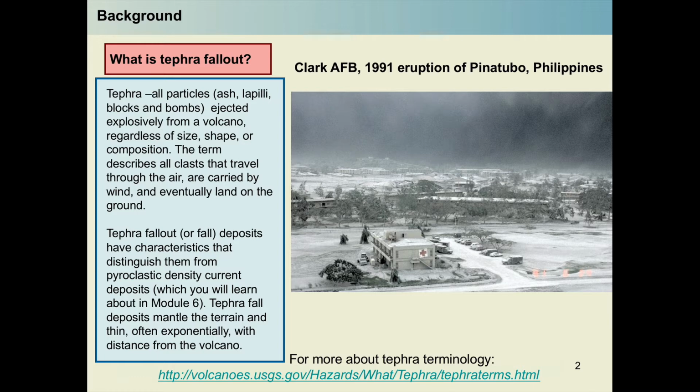So tephra fall deposits mantle terrain, and they are deposited downwind from the volcano. They thin downwind because of the terminal velocity sorting from the eruption cloud, and they will thin exponentially with distance away from the volcano in a very basic sense.